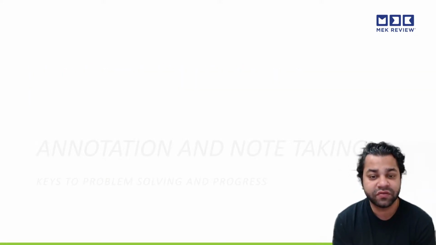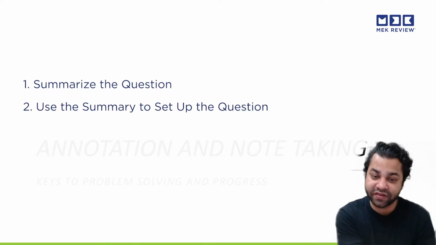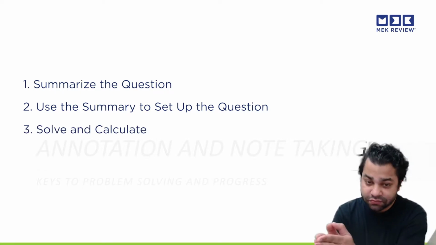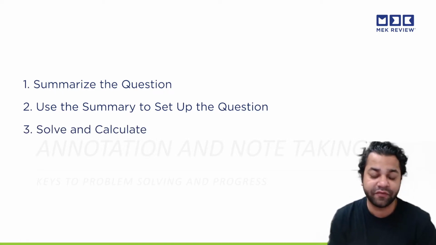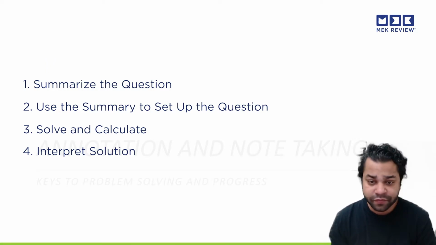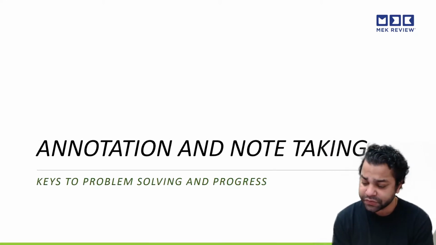First, students summarize the question itself, and then they use that summary to set up the question, and then they use the setup to solve and calculate, and then they have to interpret if they have solved for the right thing. So these four steps, even though we're not conscious about whether we're doing it or not, everyone does it. And the more conscious you become of these steps, the better and more accurate you're going to become in your math journey.